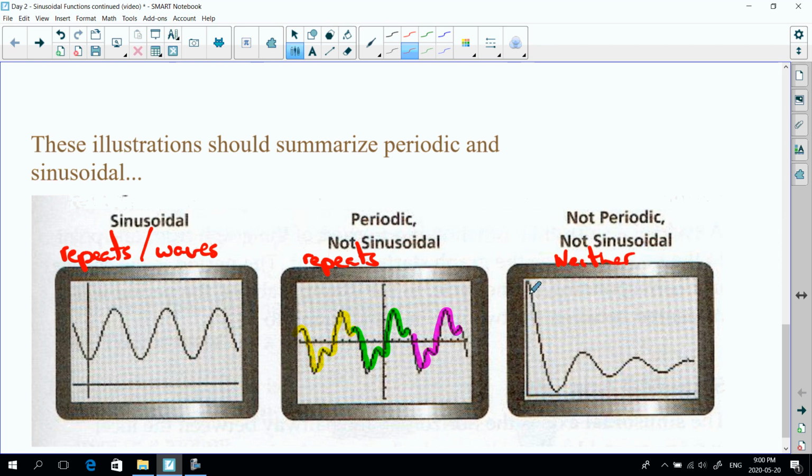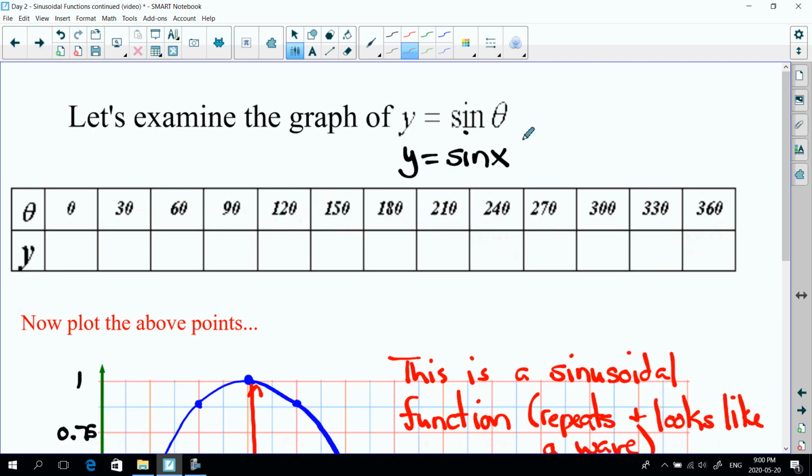All right, this function right here does not repeat. There's no repetition there. That wave is a little smaller than this one. Sorry, the waves get progressively smaller as you move to the right. So it's not repeating. So periodic behavior just repeats. Sinusoidal behavior repeats and looks like a smooth wave.